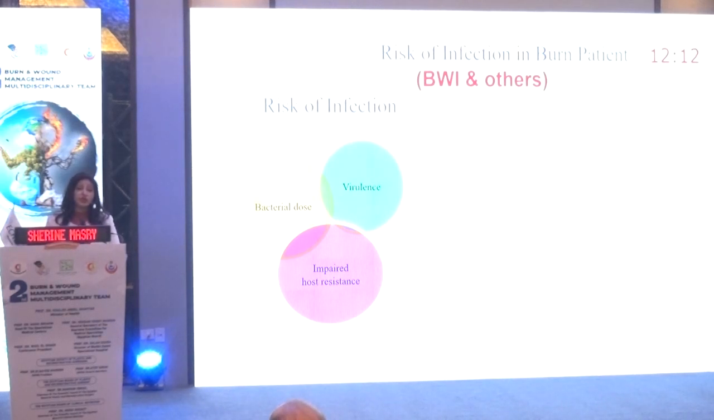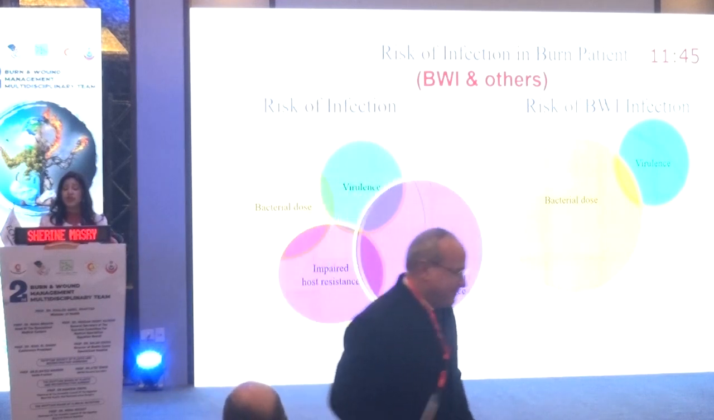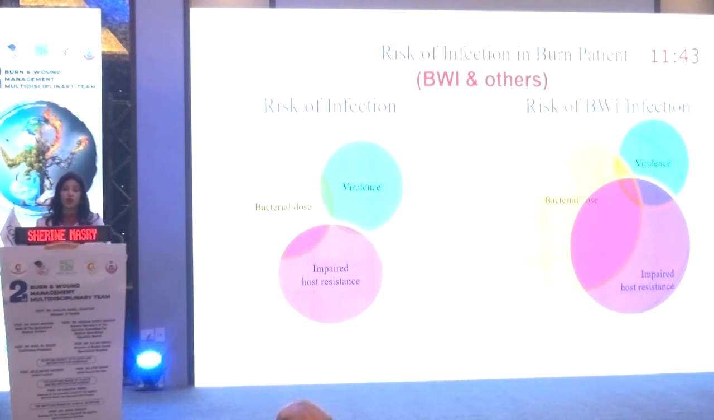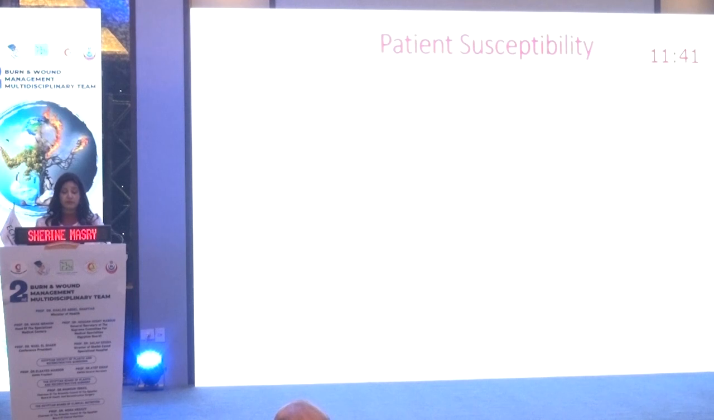For the development of infection in any patient, we have to have this triad: the virulence of the microorganism, the bacterial dose sufficient to produce the infection, and the impaired host resistance. In the burn wound injury, despite the fact that the virulence remains the same of the microorganism, we have a huge increase in the bacterial dose from the colonization of the burn wounds, which precedes the infection, and also the increase in the impairment of the host resistance.